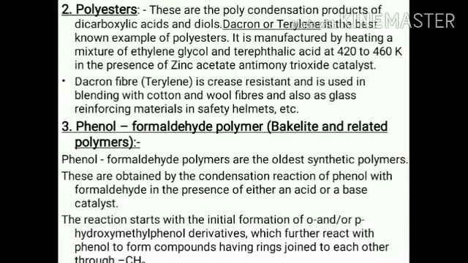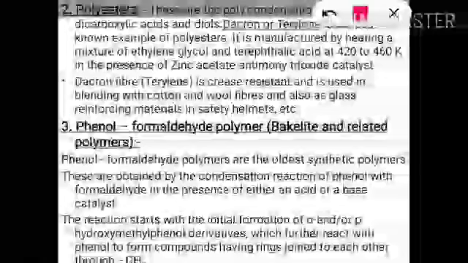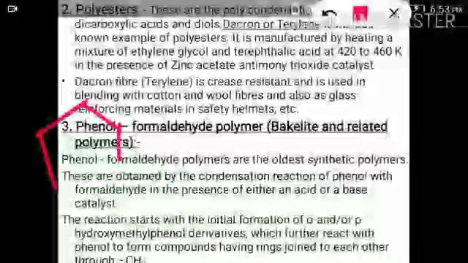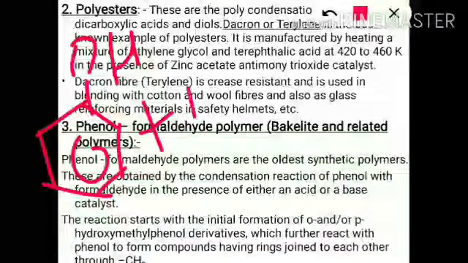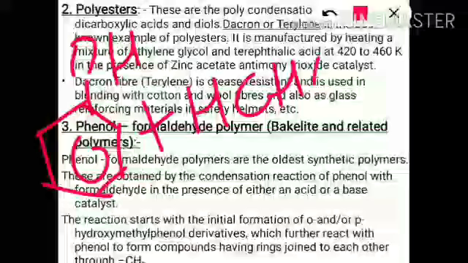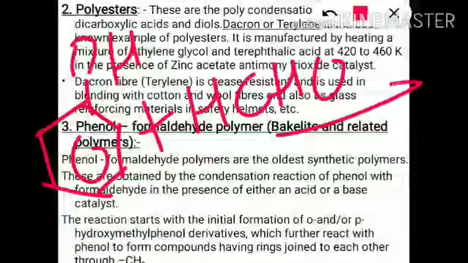Bakelite is formed by the reaction of phenol and formaldehyde. It is also known as phenol formaldehyde resin. Look at that: this is the phenol molecule, and this is the formaldehyde, HCHO. In this reaction, a water molecule is removed.